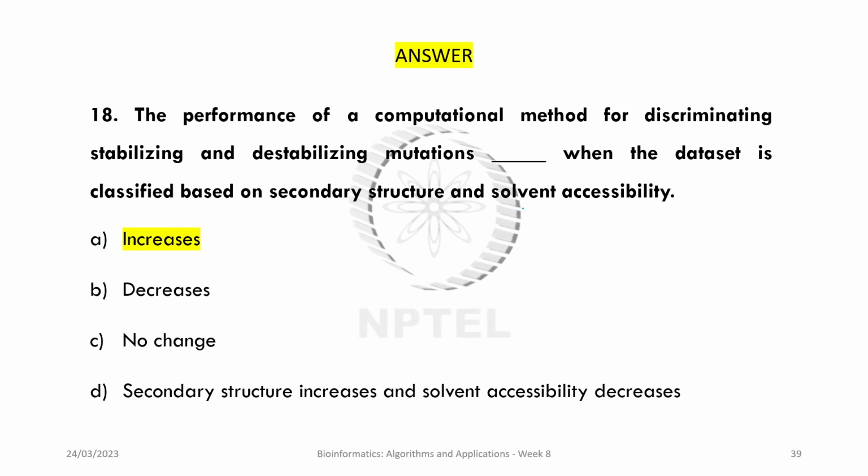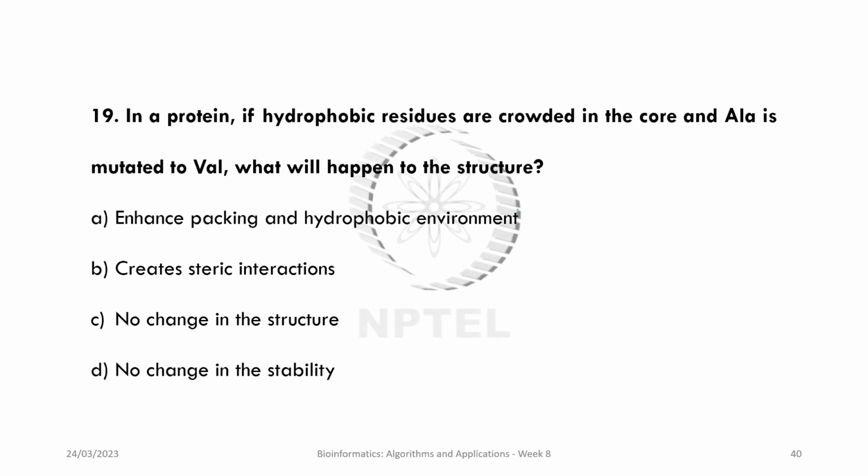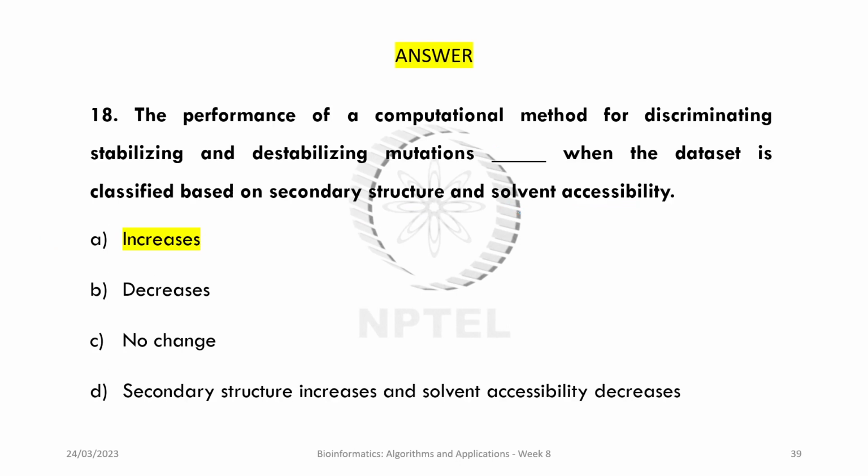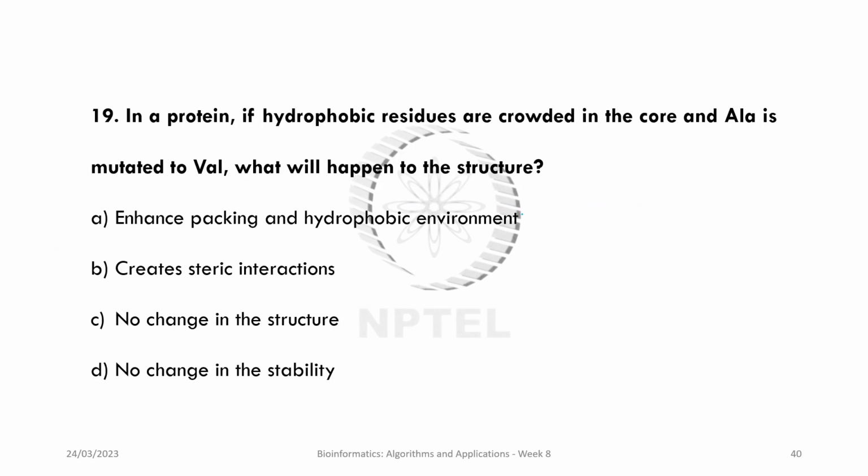In a protein, if hydrophobic residues are crowded in the core and alanine is mutated to valine, what will happen to the structure? Option A, enhance packing in hydrophobic environment. Option B, create steric interactions. Option C, no change in structure. Option D, no change in stability.